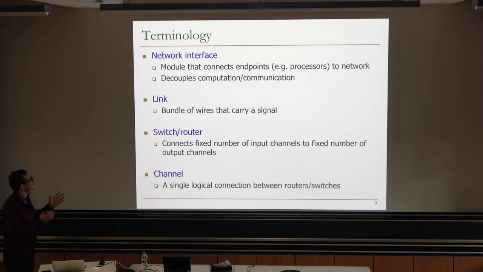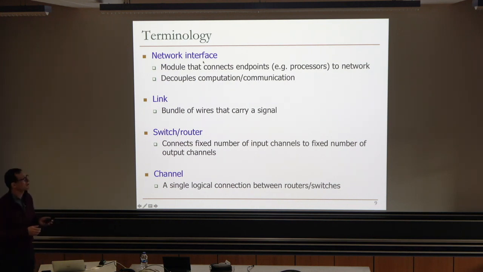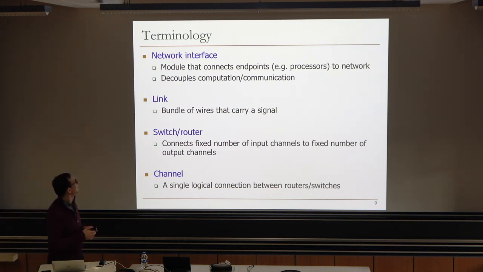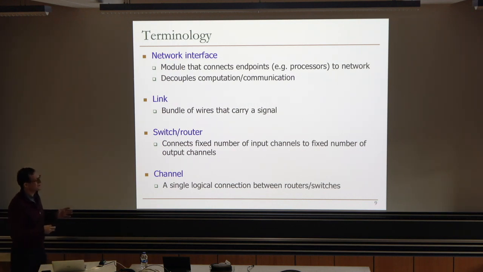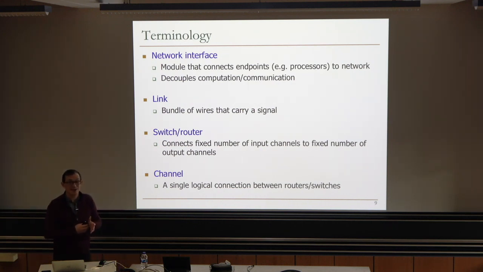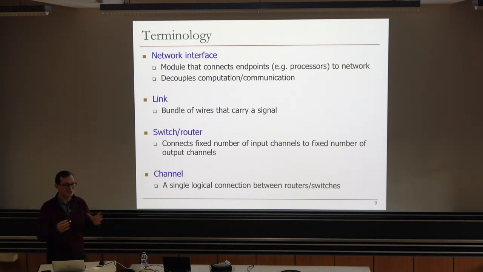Okay, some more terminology relatively quickly. We're going to use some of these things. That's why I want to define this terminology. Clearly, there's a network interface, and this is essentially a module that connects an endpoint to the network, like a processor. Essentially, network interfaces are used to decouple computation and communication, if you look at the textbook definition of it. So it's good to have that boundary sometimes, but sometimes it's good to break that boundary also, because as you know, sometimes computation and communication need to be done at the same time, right?